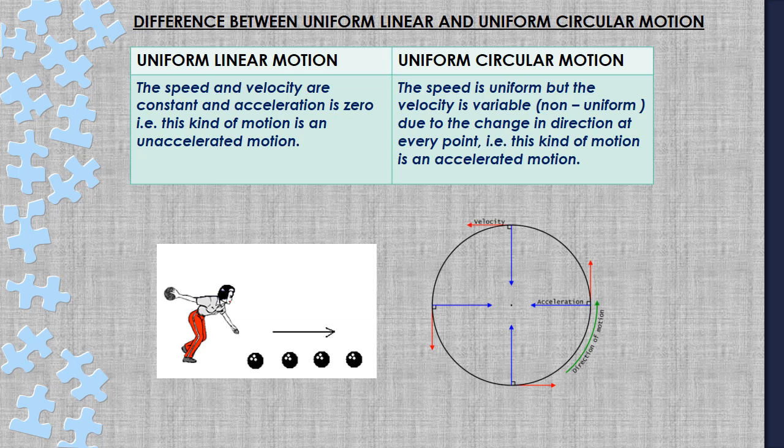On the other hand, we have uniform circular motion, in which the speed is uniform but the velocity is variable or non-uniform. And this velocity is non-uniform due to the change in direction at every point. For example, in the diagram, when a body covers a circular path, at every point the direction is changing, due to which velocity changes. As a result, acceleration is there, and this kind of motion is considered as an accelerated motion.